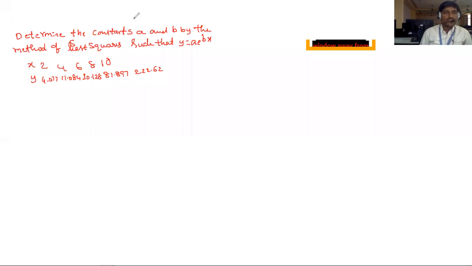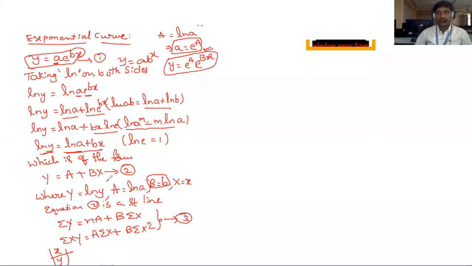So here it is, determine the constants. So we need to calculate that. Determine the constants a and b by the method of least squares such that y is equal to a e power bx. So here it is, they gave the curve. Specifically they mentioned y is equal to a e power bx. First we need to write it as this. When you're solving the problem, you need to write the entire part, okay, so the entire part you need to write.